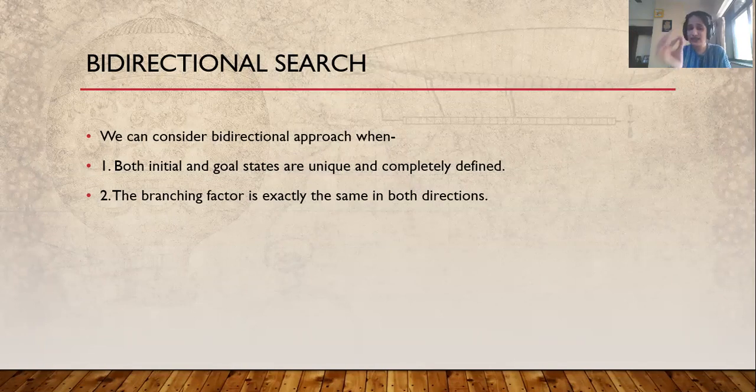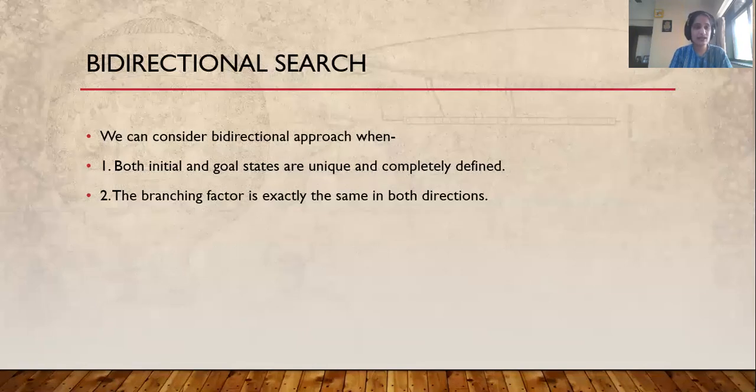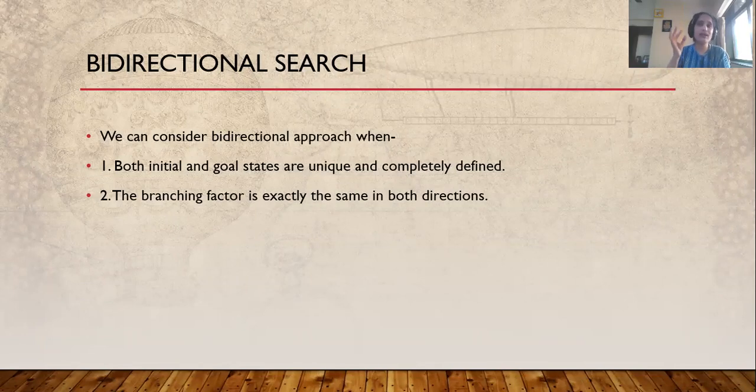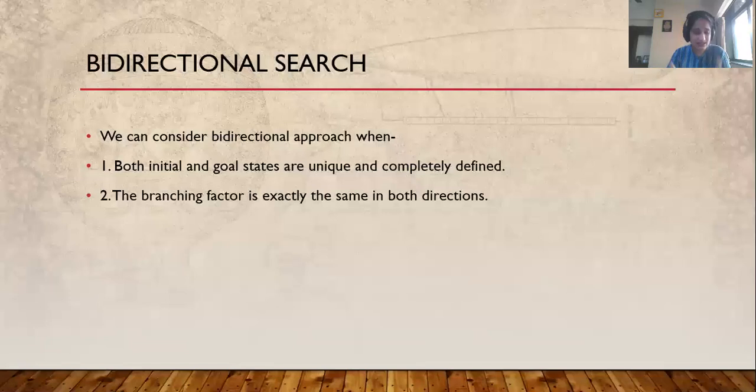The branching factor is exactly the same in both directions, which means it should not be that when you divide the graph into two portions, one portion has a certain branching, let's say 5 branches are getting explored from one node, and on the other end 10 branches are getting explored from one node. In that situation also we cannot consider the bidirectional approach. So we can decide whether to consider bidirectional search or not only after knowing the state space, only after knowing where the goal state is, only after understanding the state space.